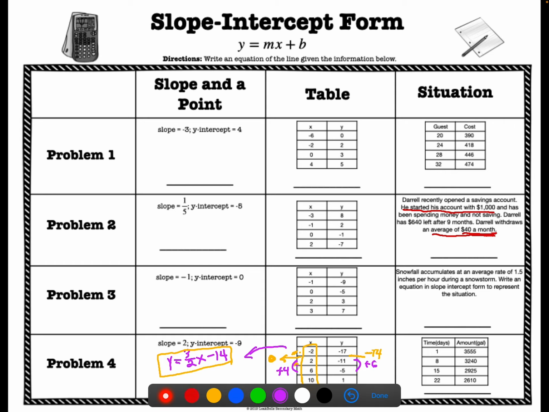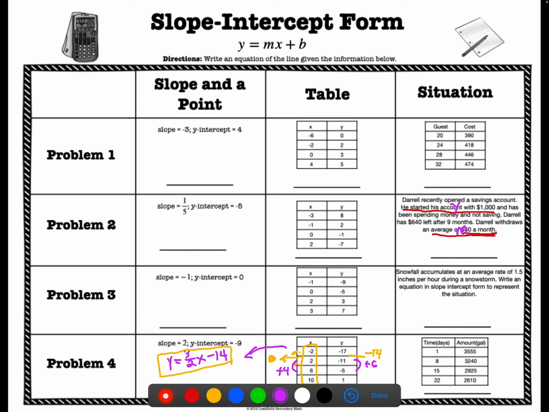So we're just going to put a y here. All right, put a y. And whenever we say, oh, it averages, oh, it's constantly decreasing at this rate. Or in this situation, at an average of $40 a month or per month. Anytime you see those things, it's slope. Okay, it's slope. Therefore, we're going to write an m here.